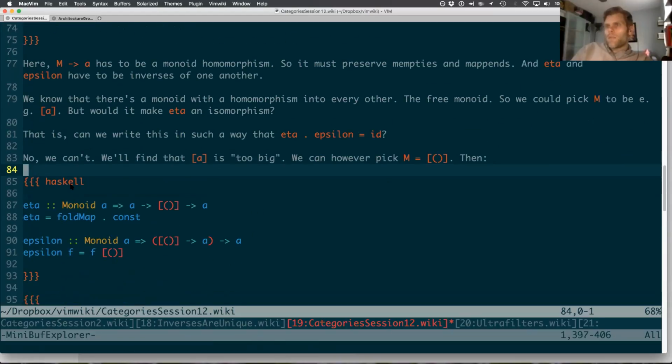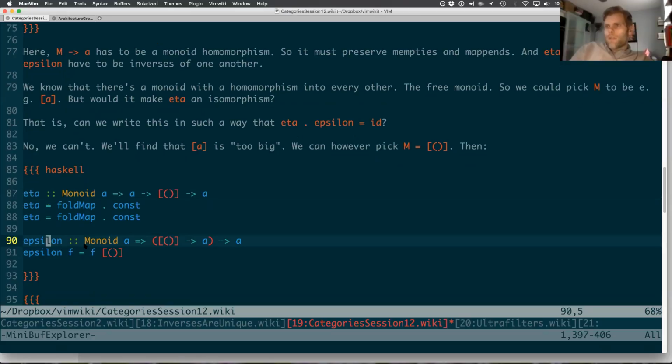So then we can implement those in Haskell like this. So eta is fold map with const of A. Right, so we map over the list, assigning every unit in the list to the A that was given, and then we fold all the A's together to get a single A. Right, so it's that given A n times, where n is this natural number here.